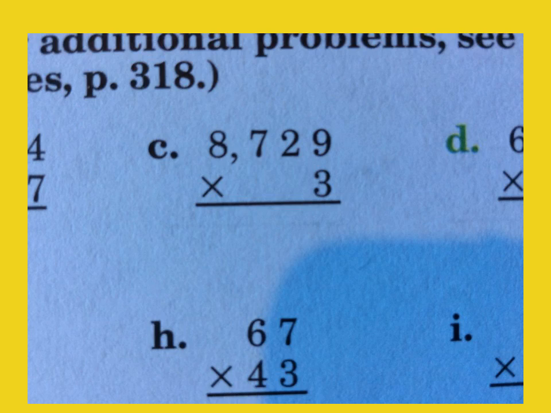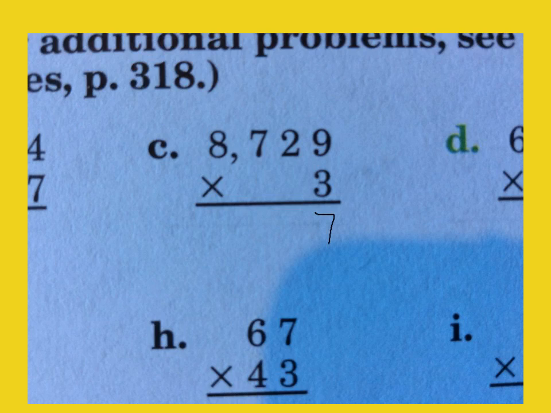C, we'll do the spray. We'll do 3 times 9, then 3 times 2, then 3 times 7, then 3 times 8. Starting with 3 times 9. It's going to be 27. Put a 7, carry the 2.